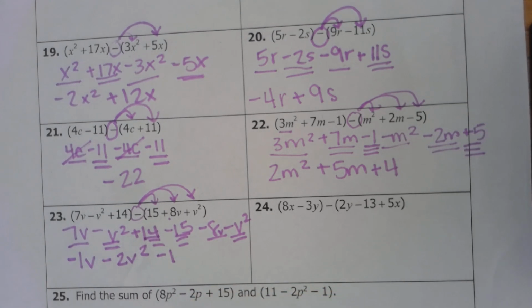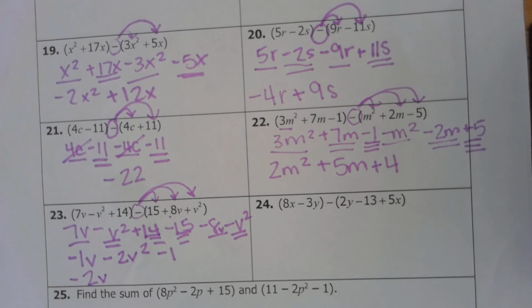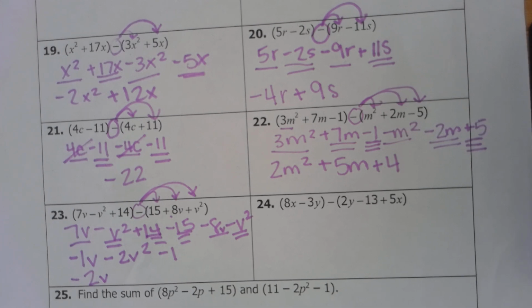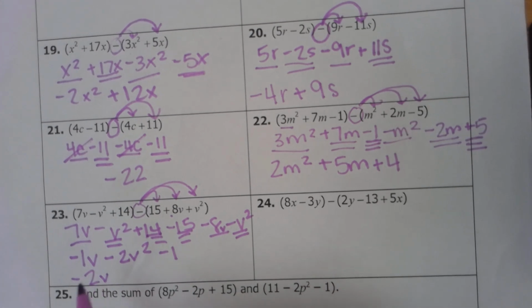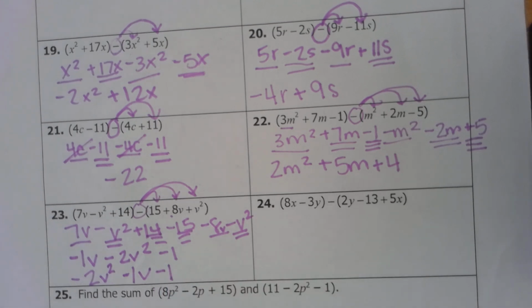Is this in standard form? No, it's not. Remember, it goes from greatest to least exponent. Sorry, I said it wrong earlier. Anyway, greatest to least. So my greatest exponent is 2. So v squared comes first, then the negative 1v, and the minus 1. There's our answer.